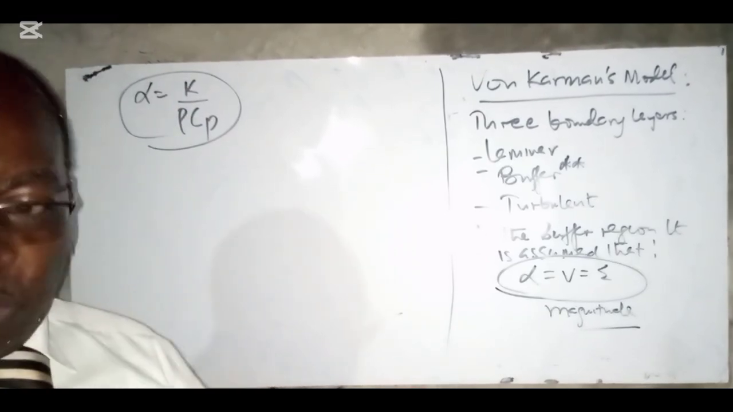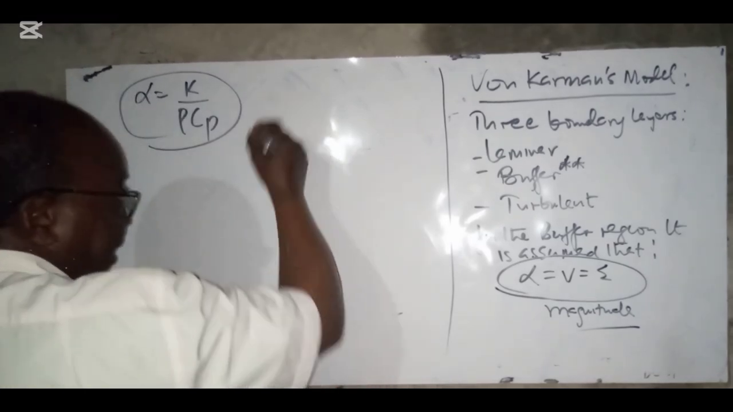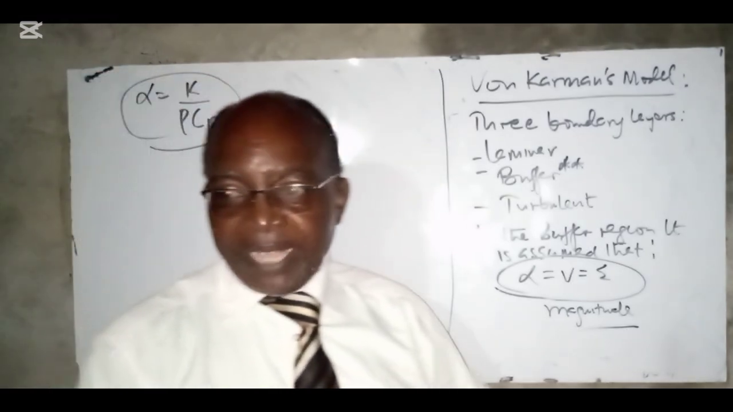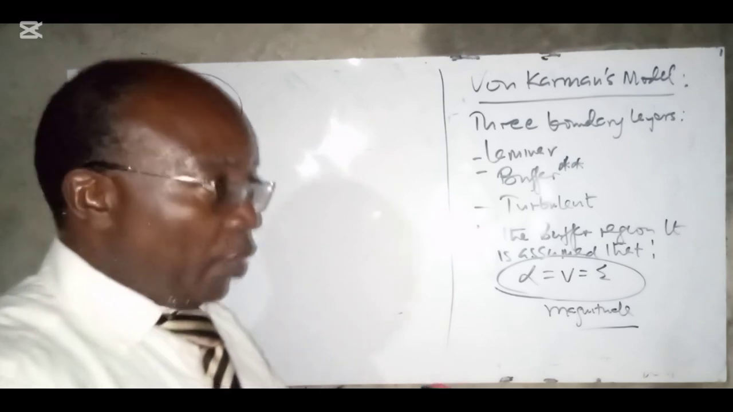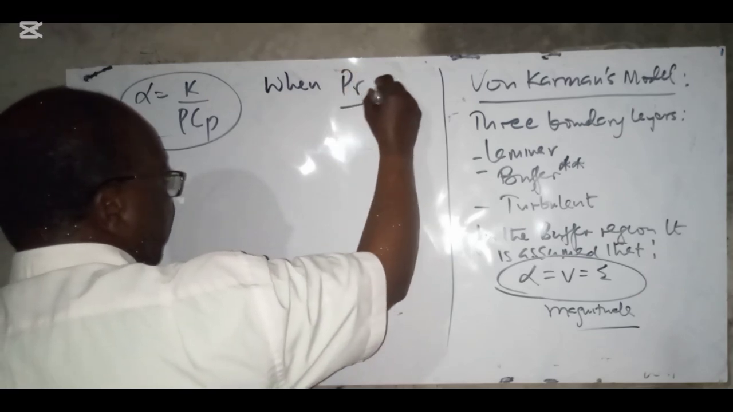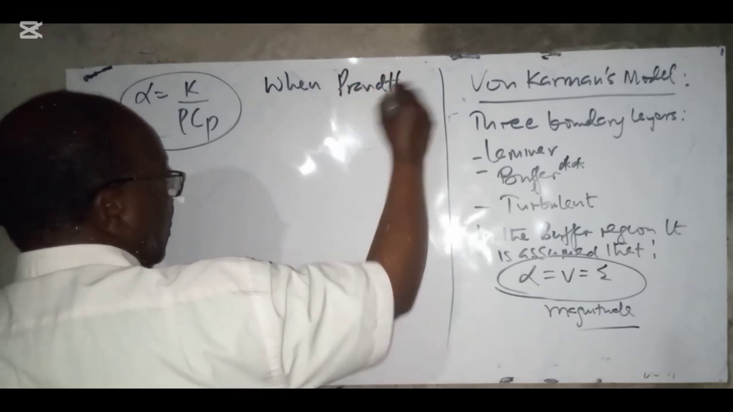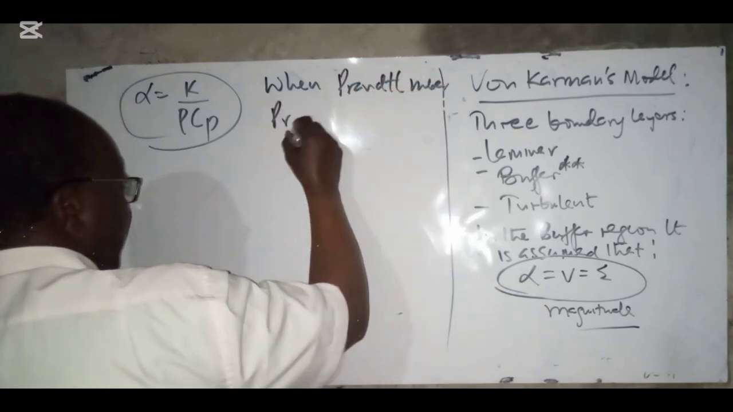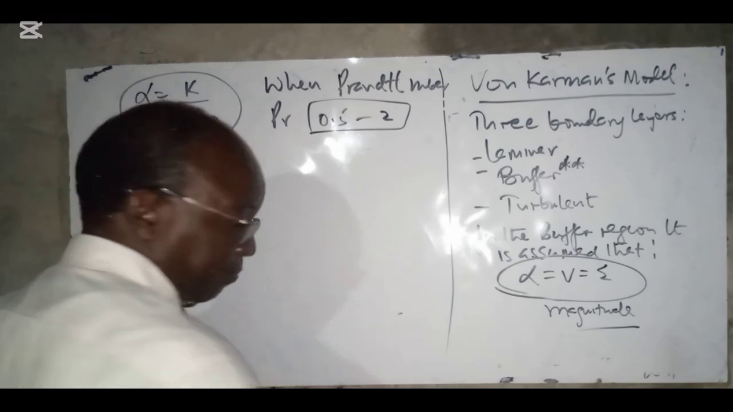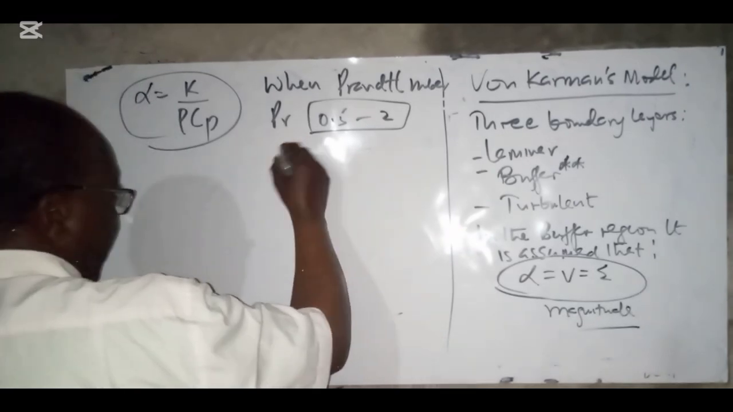And so, let us look at what kind of profile we get. So we have in our profile, let us take a case where we have the Prandtl numbers. Remember, for example, when the Prandtl number, PR, is lying between 0.5 to 2, that's relatively high. For example, you could find that in viscous oil.